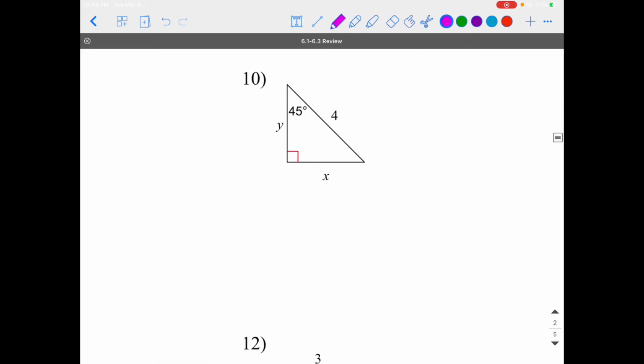Number 10, to find a leg, we divide by square root of 2. And to get rid of a square root, we do what's called rationalizing. And the 4 over 2 simplifies just to 2. So 2 square root of 2. So if x is 2 square root of 2, so is y.